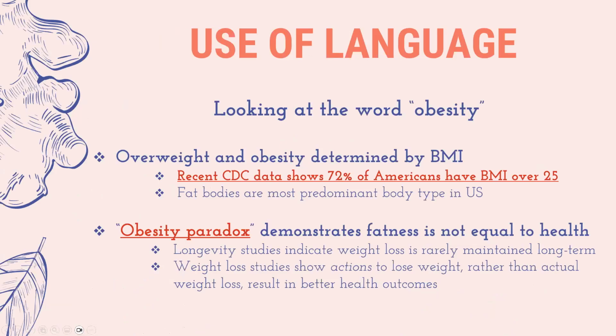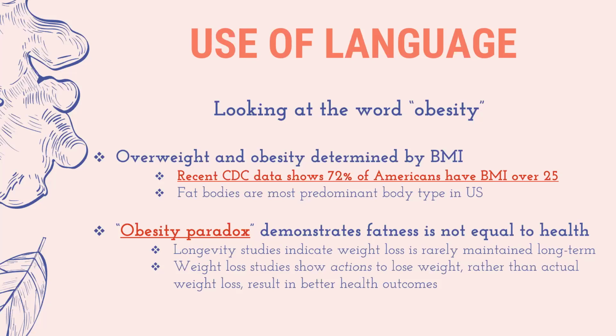So this is one example of our use of language, and we're going to spend a couple slides just looking at the word obesity and the impact it has had on the American community. So a quick definition, as most of us already know, overweight and obesity are determined by body mass index or BMI. And recent CDC data does show that about 72% of Americans have a BMI of 25 or above. 25 is considered overweight and 30 and above is considered obese. So using this information, fat bodies are the most predominant body type in the US.